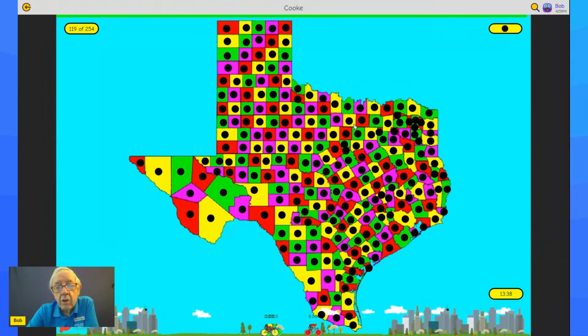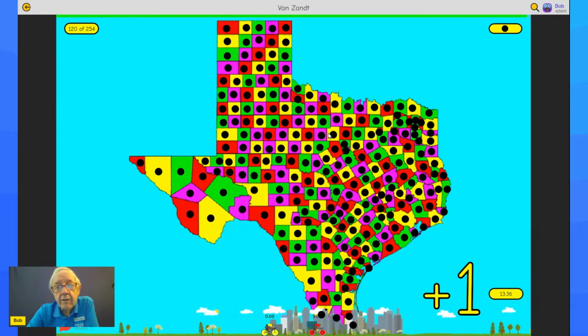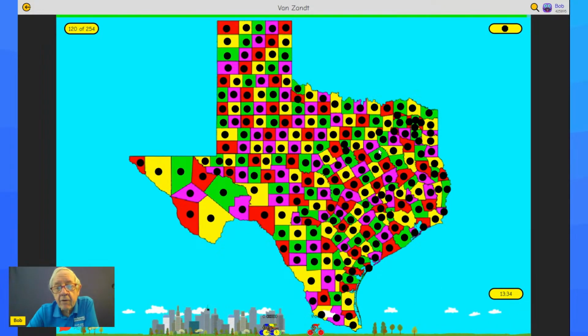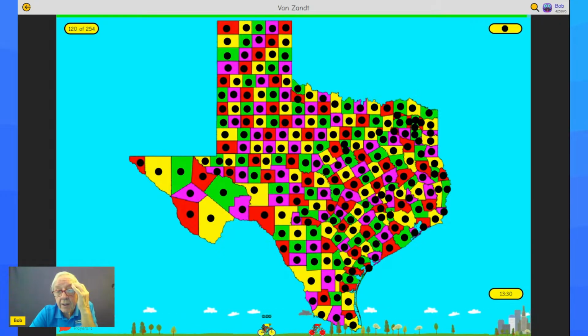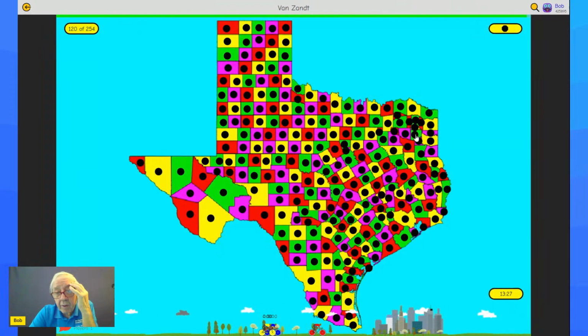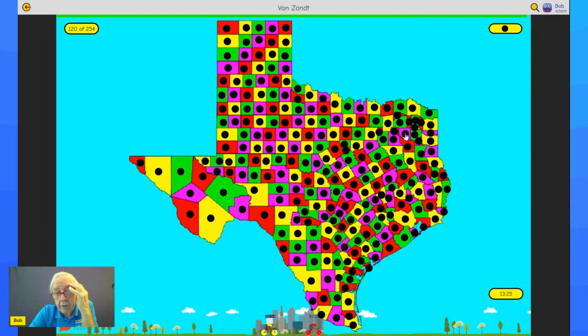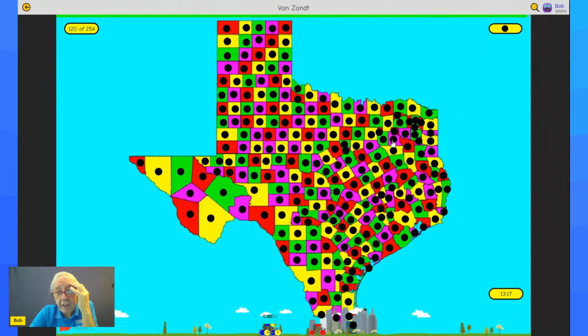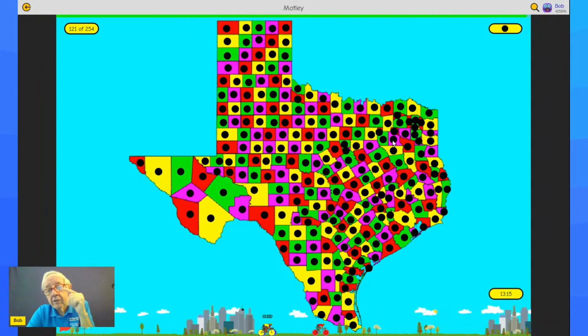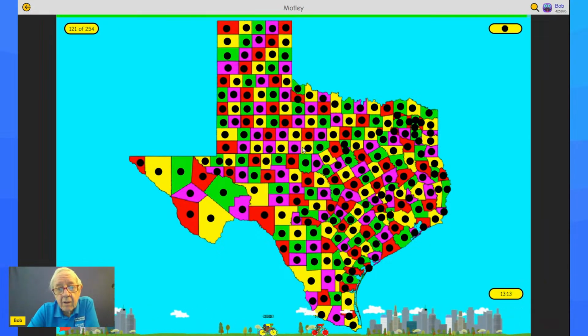Cooke County. Van Zandt is Val Verde, Van Zandt. Now, I've been talking about this for a while. Let's see if I get it right. This is Upshur. This is Wood. This is Hopkins. This is Smith. So let's see if this is Van Zandt. It is. Okay, that's my process of elimination.